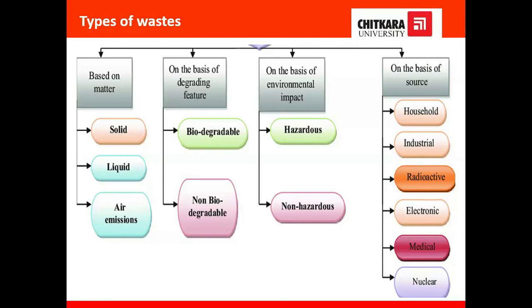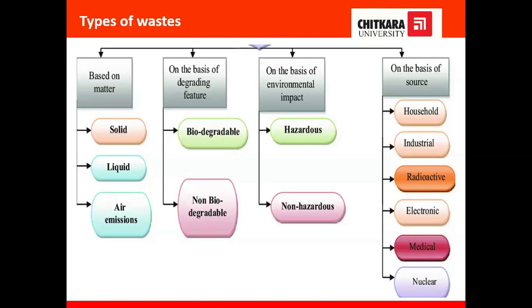Similarly, on the basis of the nature of its degradability, whether it is compostable matter or non-compostable, we can again divide it into two types. Biodegradable, for example, food waste, any kind of organic waste, and non-biodegradable waste, most commonly plastic waste, which is not easily degradable in the open environment. On the basis of environmental impact, we can categorize them into hazardous waste as well as non-hazardous waste.